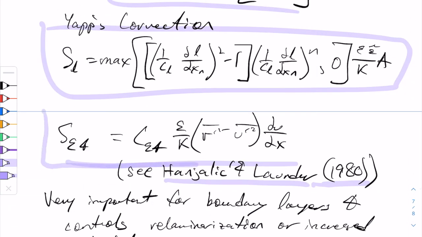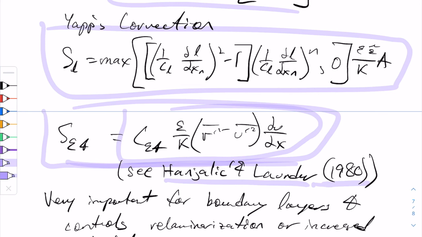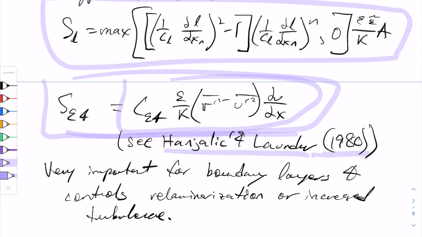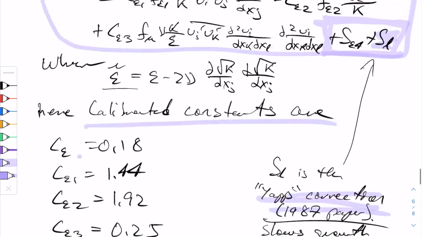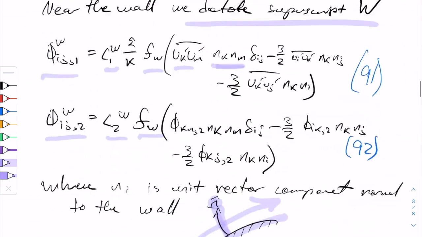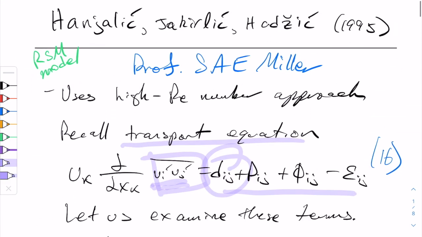And this S epsilon 4, this Hanjalic and Launder model, there are different forms for this, but this one's formulated for boundary layer flows, generally in the streamwise direction. And it's definitely important for aeronautical applications where there might be relaminarization or increased turbulence in the boundary layer. So this will help better predict relaminarization. That's the overview of the three-dimensional HJH model in 3 dimensions.